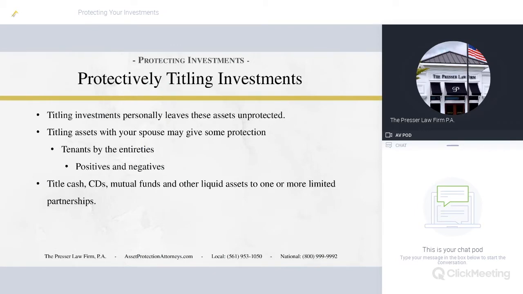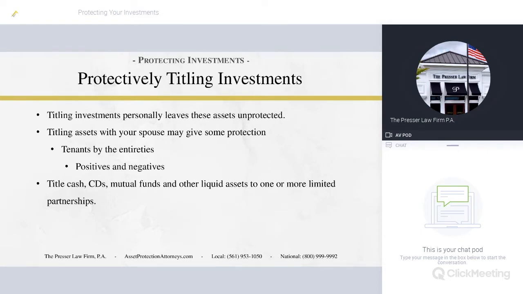So how do you title your investments? For instance, let's say you have a brokerage account. If you leave your brokerage account, whether it's brokerage, whether it's stocks, whether it's a bank account, if you leave that asset in your own personal name, then that asset is going to be unprotected. There's no ifs, ands, or buts about it. It's just if you own it, it's unprotected.